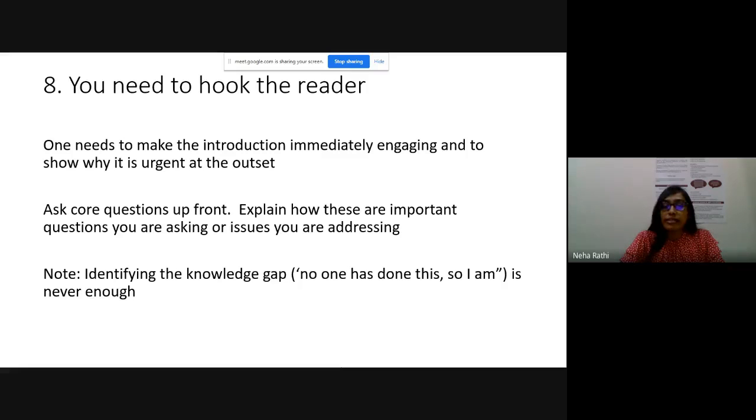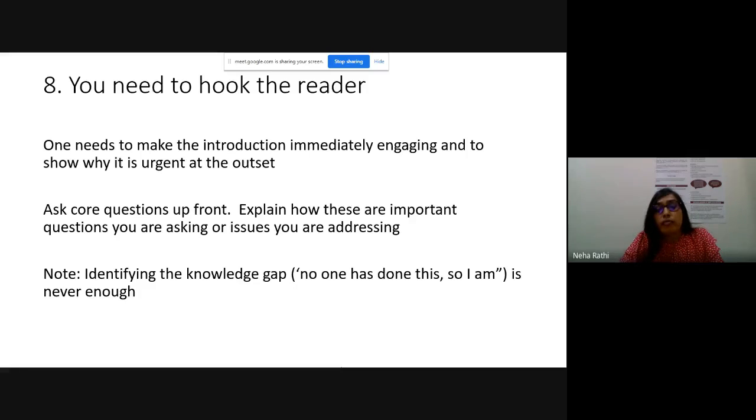You need to hook the reader. One needs to make the introduction immediately engaging and to show why it's urgent at the outset. Ask your research questions, main questions up front. Explain how these are important questions you're asking or issues you're addressing. So your purpose, your research questions come in the introduction, as I told you in the starting slides.